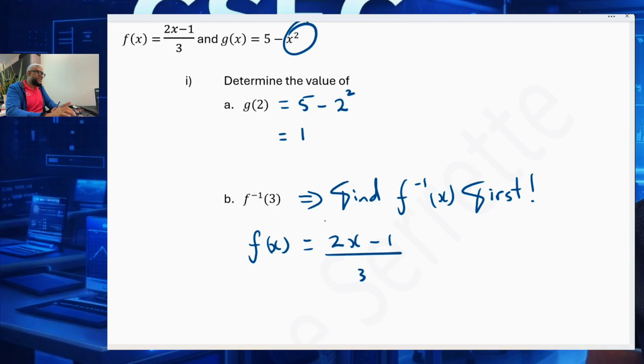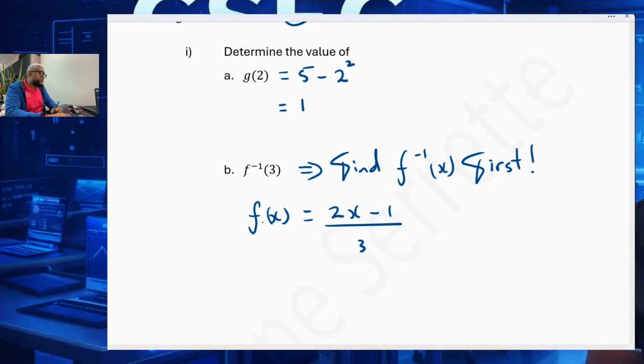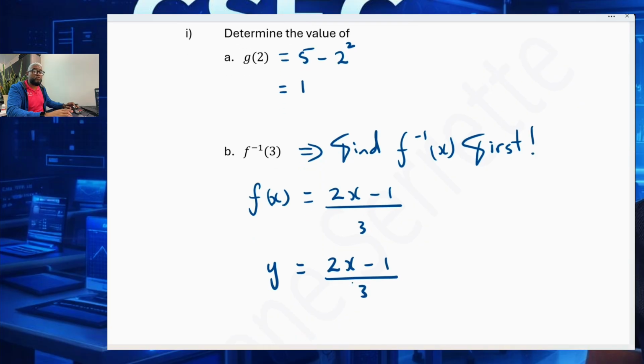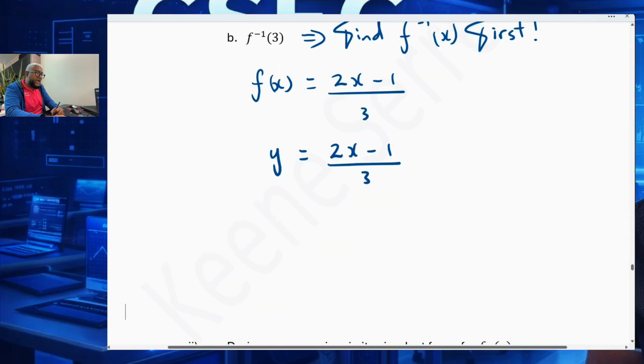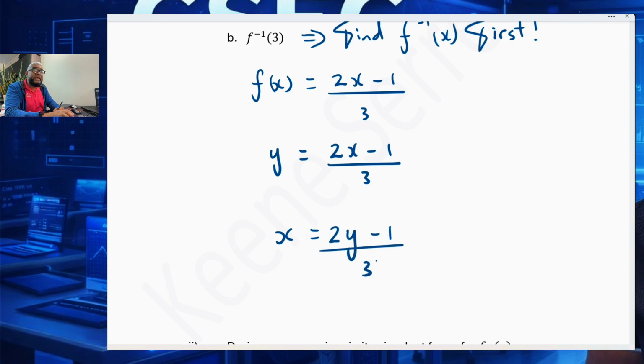Instead of putting f of x, I'm going to put y. Y is equal to 2x minus 1 all over 3. At this point, I'm going to swap x and y, meaning that I'm putting x where y is, and I'm putting y where x is. Now I need to make y the subject.